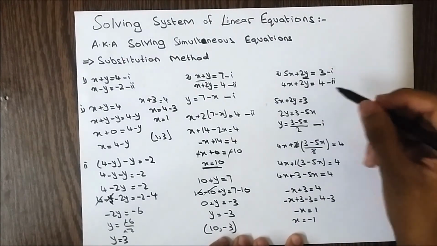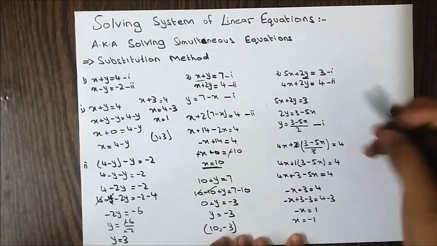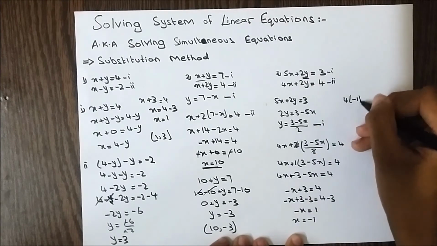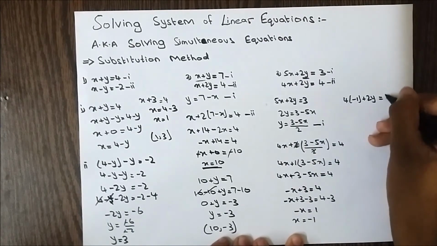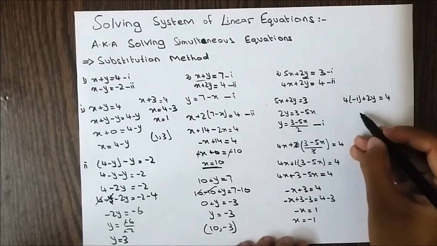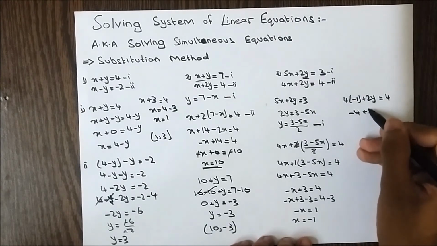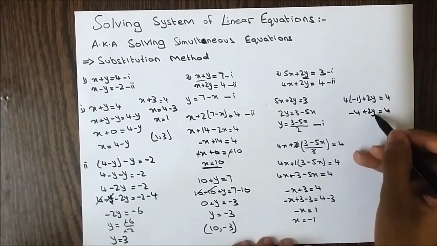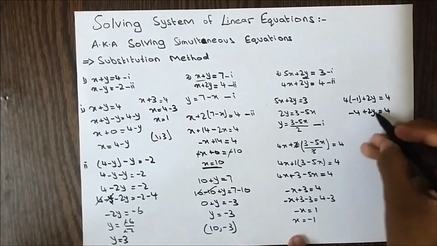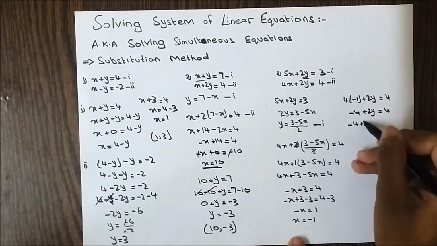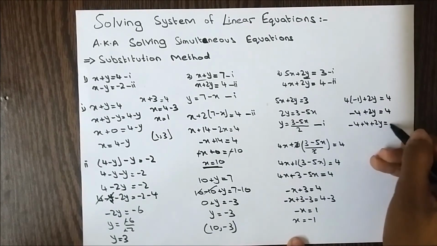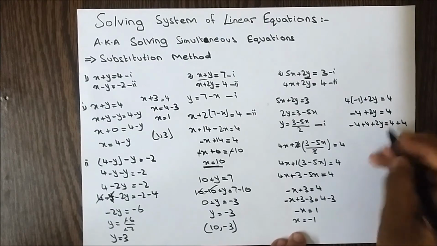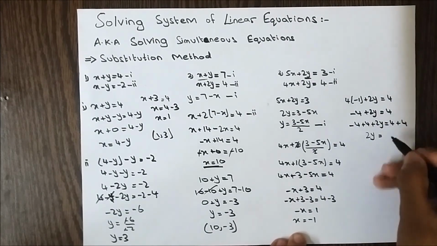And we put this x in the equation we feel most easy with. Let's take equation 2. We have 4 times this x, it is minus 1, plus 2y equals 4. So 4 times minus 1 is minus 4, plus 2y equals 4. We add 4 on both sides to get rid of this. We have to have this y alone. So when we add 4 on both sides, minus 4 plus 2y is equal to 4 plus 4. And this becomes 0, and we get 2y equals 4 plus 4 is 8.